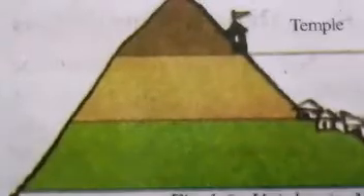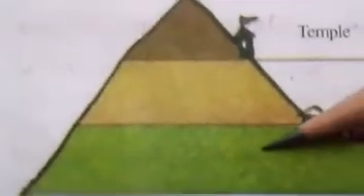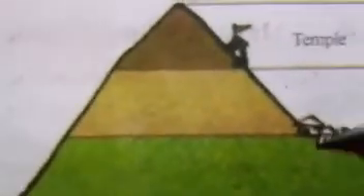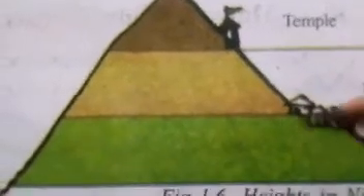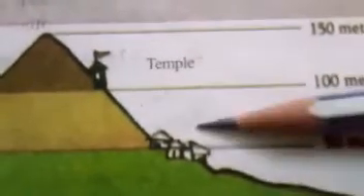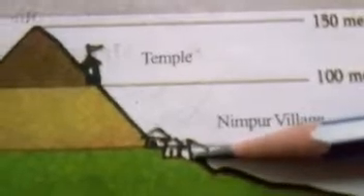You can see the bottom of this hill, up to a height of 50 meters are shown here. Nimpur village is located at the height of 50 meters. So the Nimpur village is at a height of 50 meters.